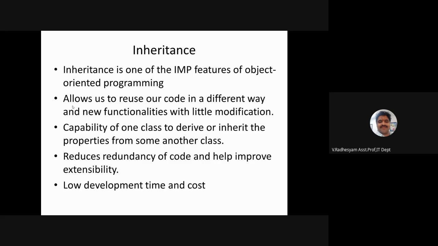So we can reuse our code in multiple ways and a variety of ways, and we can make some little modifications also. Inheritance is nothing but a feature to derive the properties of one class into another class. That is the actual definition. So we can have the properties of one class in another class. How?